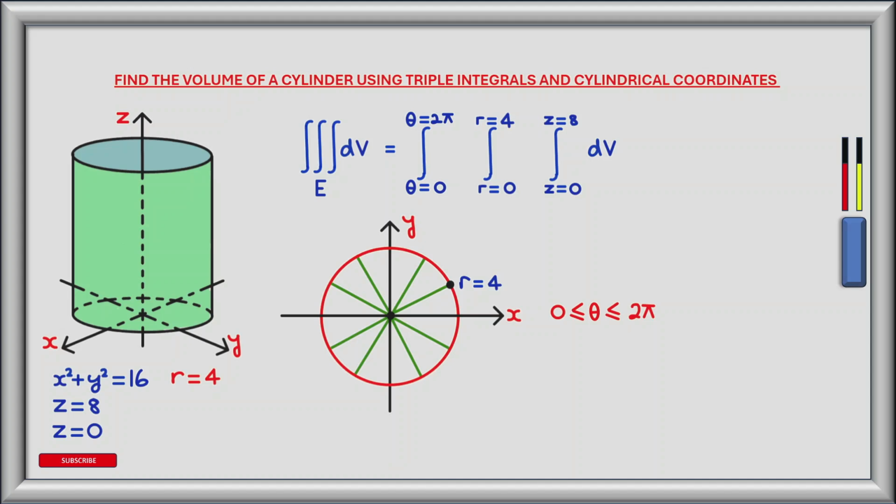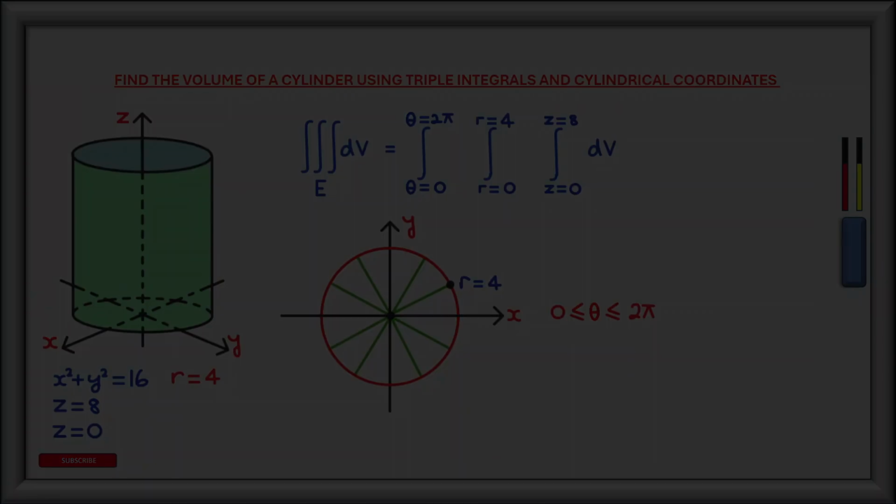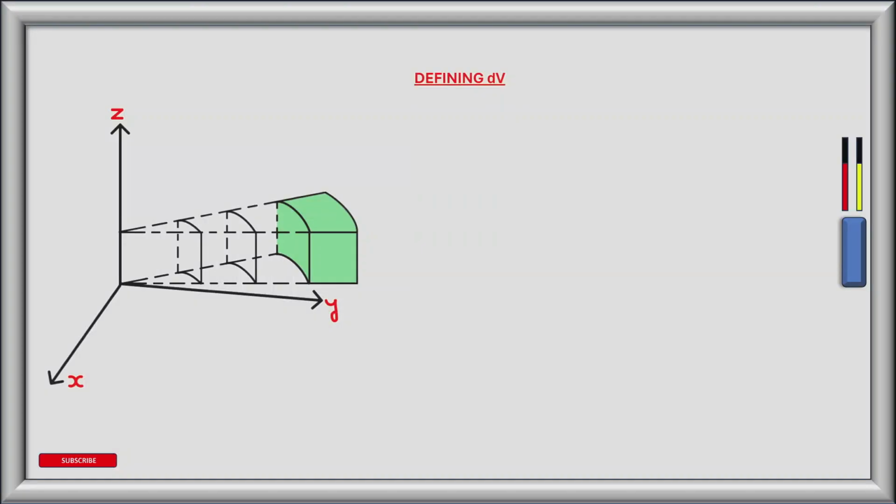Let's now unpack what we are integrating. So in our case, dV. So dV represents infinitesimally small pieces of volume. We're using triple integrals to sum each of these to get the total volume. Let's look at the dimensions of one of these. If we look at the green shaded region, this represents an infinitesimally small piece of volume dV.